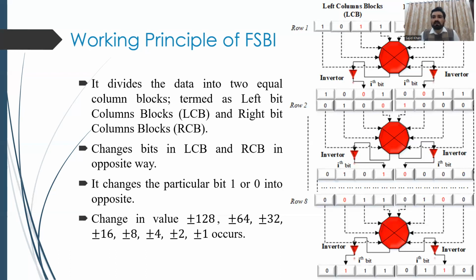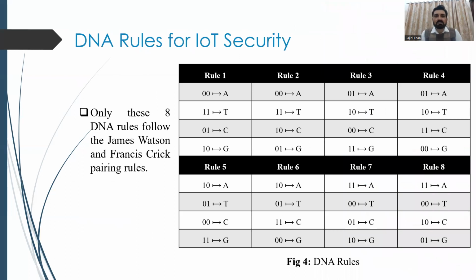Plus 128 means if the bit is 0 and it changes into 1, its value increases by 128. If it is already 1 and the algorithm changes it into 0, its value decreases by 128. Because of this, I have highlighted it as plus or minus 128, or plus or minus 64, and so on. This was the unique structure that I made. It is a very fast structure with very easy implementation, so I have named it lightweight.